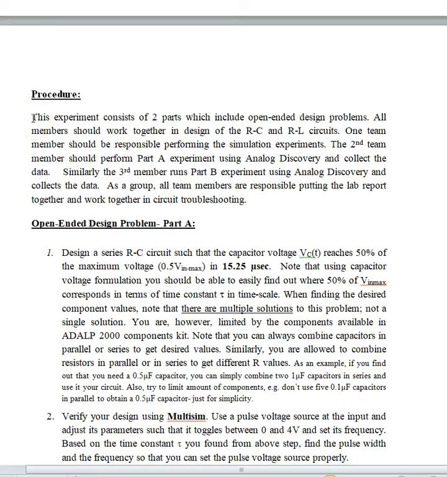There are 2 parts of the open-ended design problem. Now everybody should work on the design of the RC/RL circuits, so that's why you need to go to maybe a virtual room and discuss all together. But one team member should be responsible for the simulation part, and the second team member can do part A of the experiment in Analog Discovery and collect the data. The third member runs part B using Analog Discovery and collects the data. But everyone should be responsible for putting the lab report together.